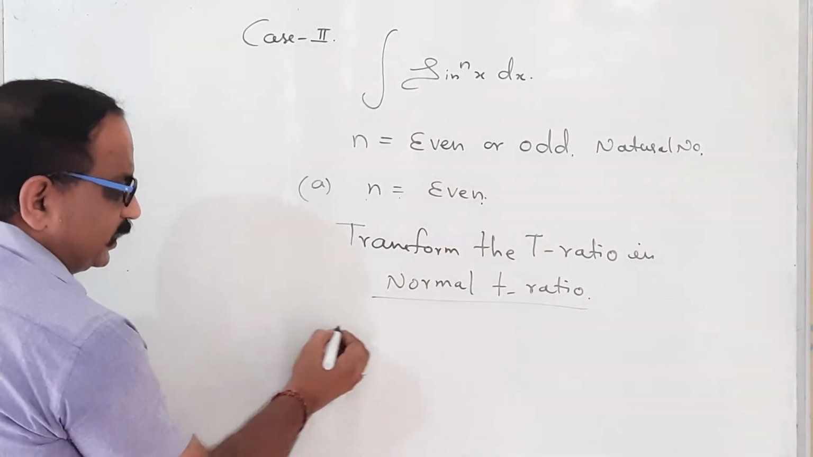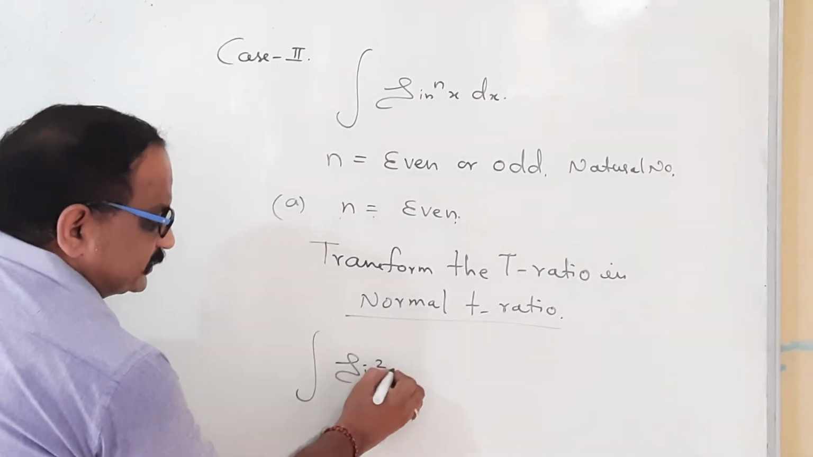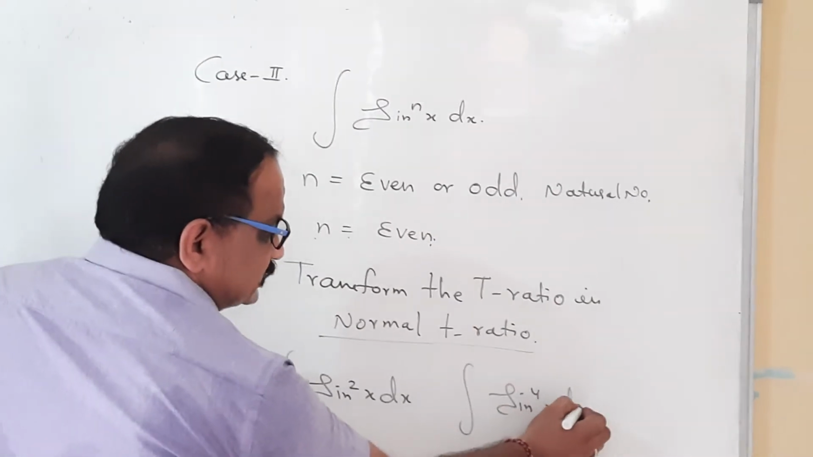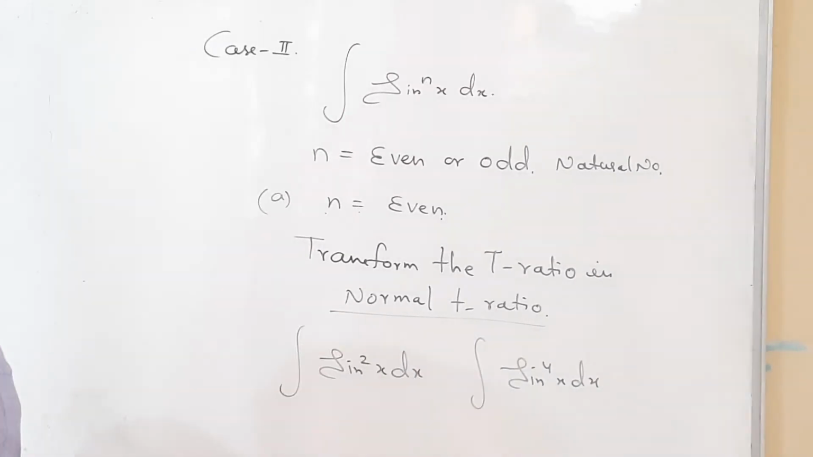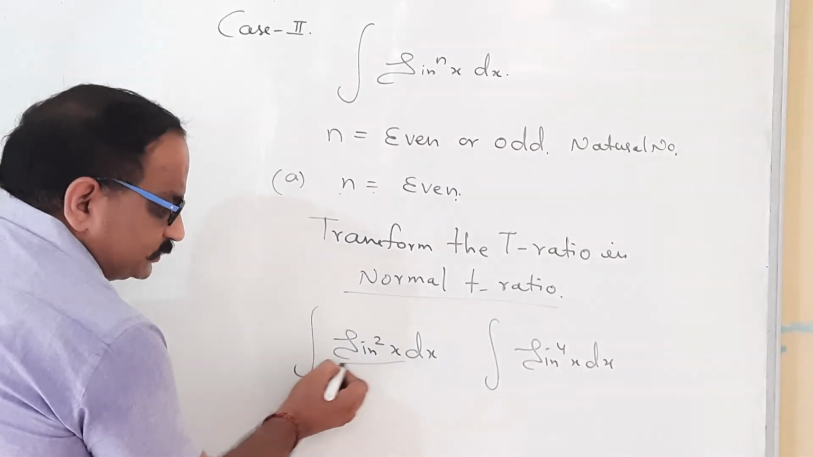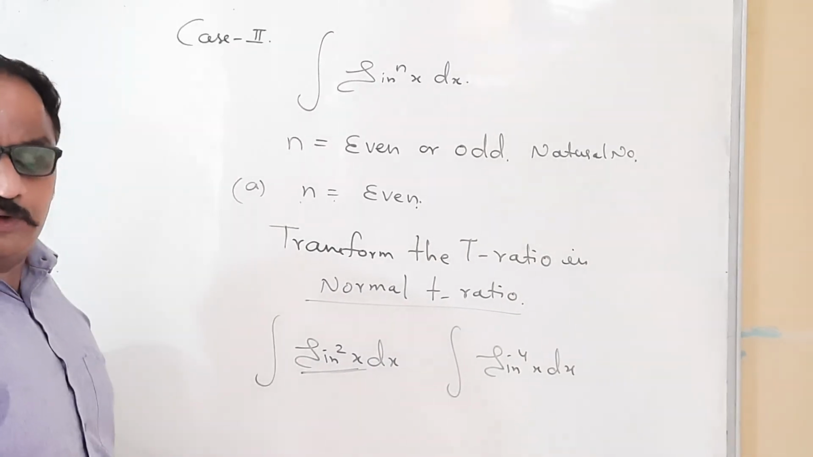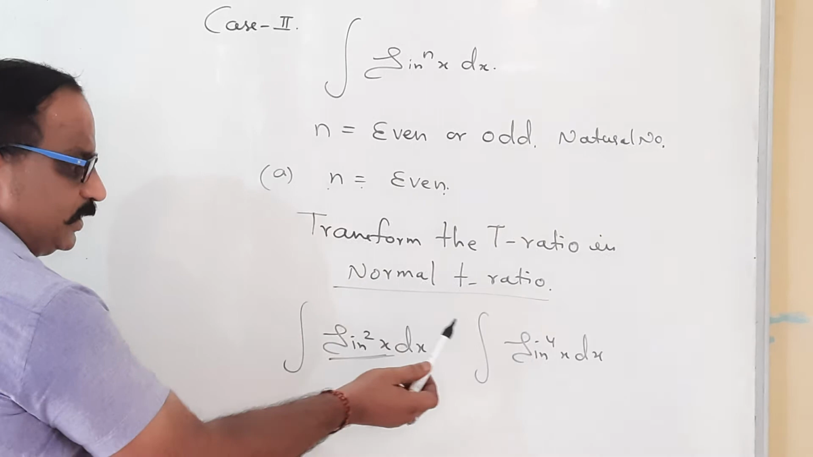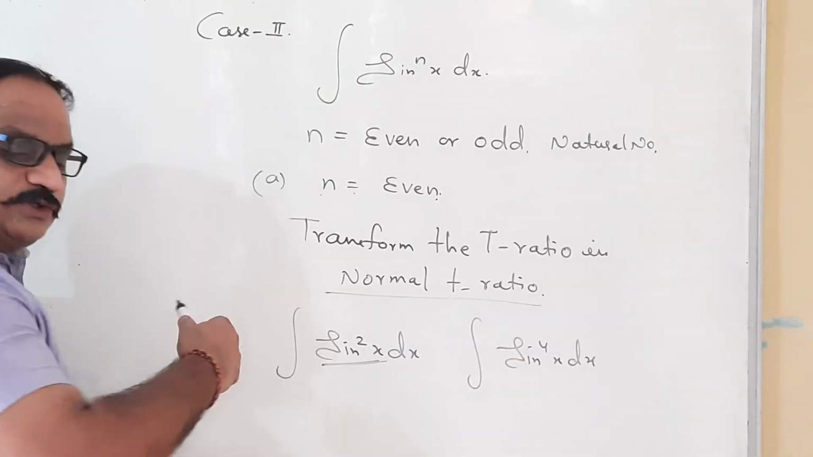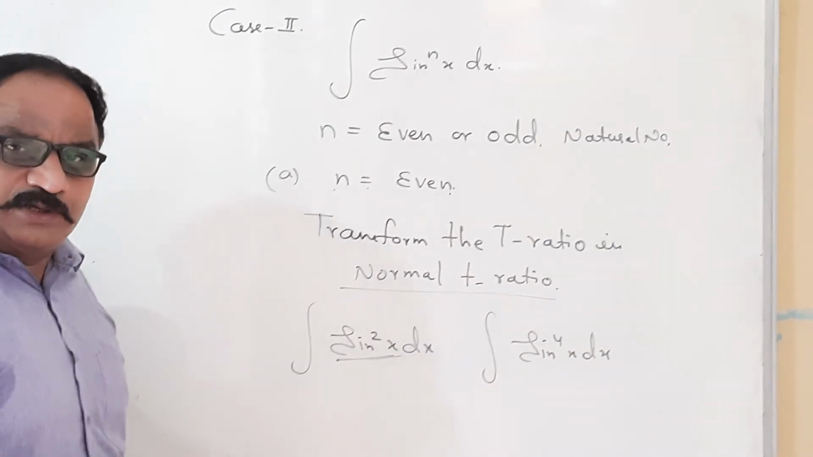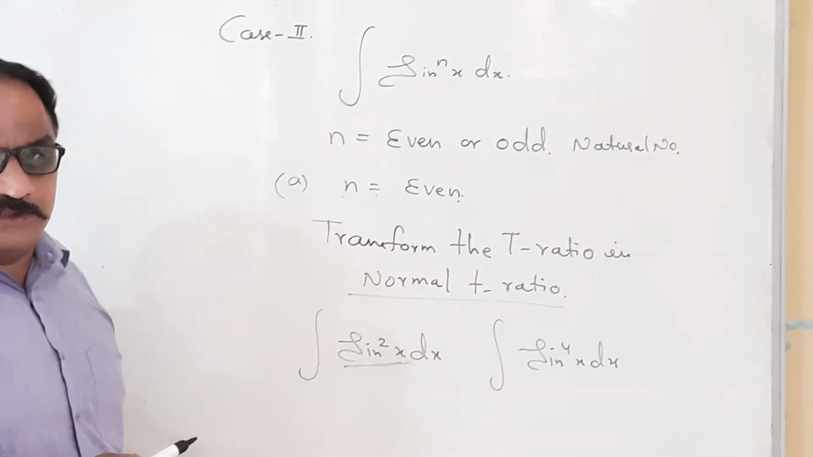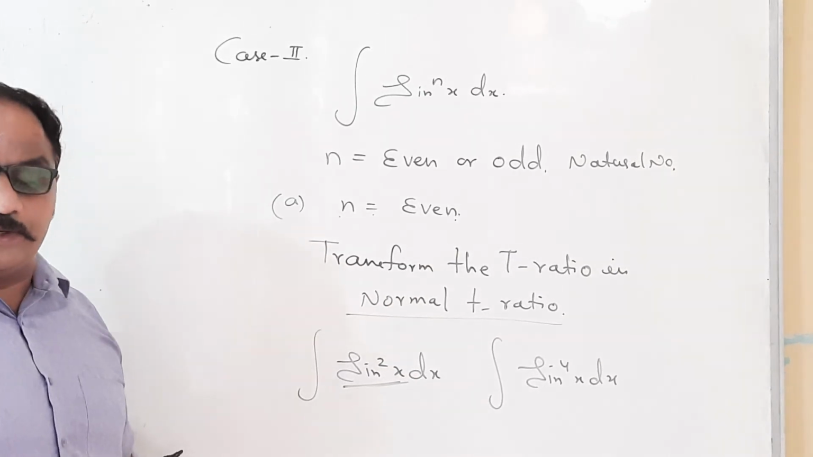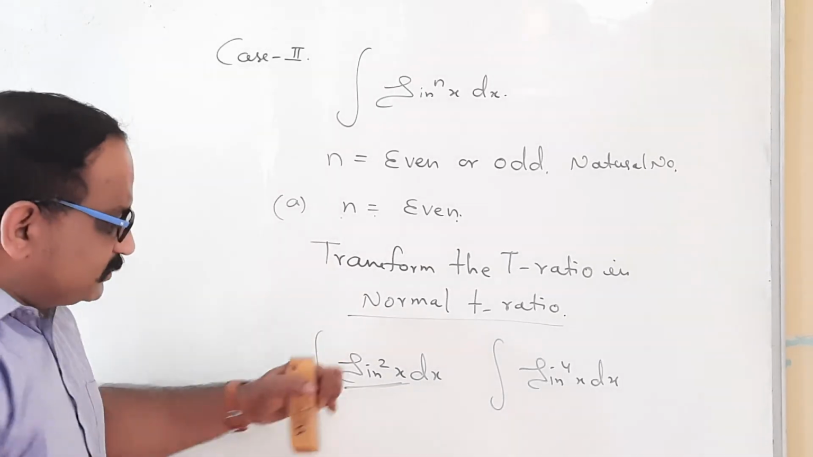What will be given in such cases in our questionnaires? Problems like sin square x dx, sin to the power 4x dx, sin to the power 6x dx. And our job is to convert them into a normal t ratio, without powers. Here is sin x whole power 2, here is sin x whole power 4, and our job is to transform them into a function having a normal t ratio. That's our job. And we can perform that job by using trigonometrical identities.